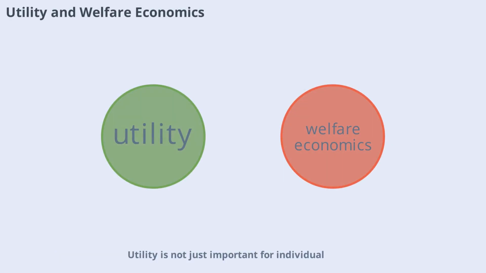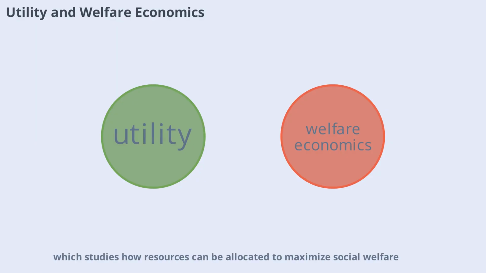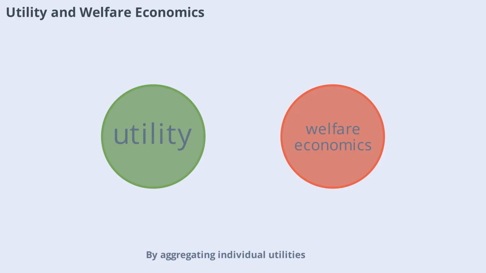Utility is not just important for individual choices, it also plays a role in welfare economics, which studies how resources can be allocated to maximize social welfare. By aggregating individual utilities, economists attempt to assess the overall well-being of society and evaluate policies that affect resource distribution.